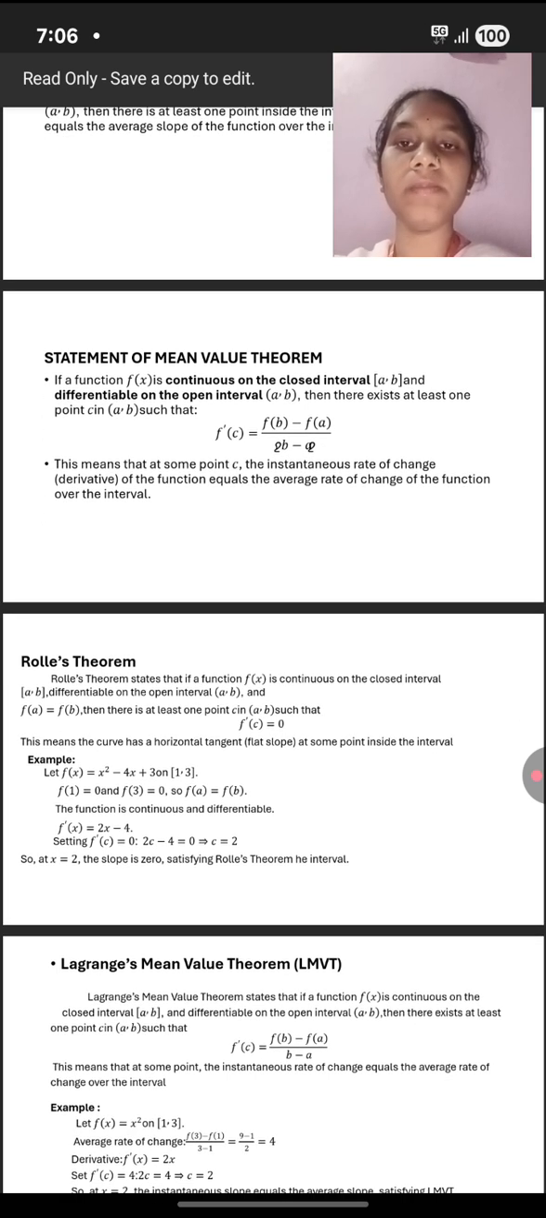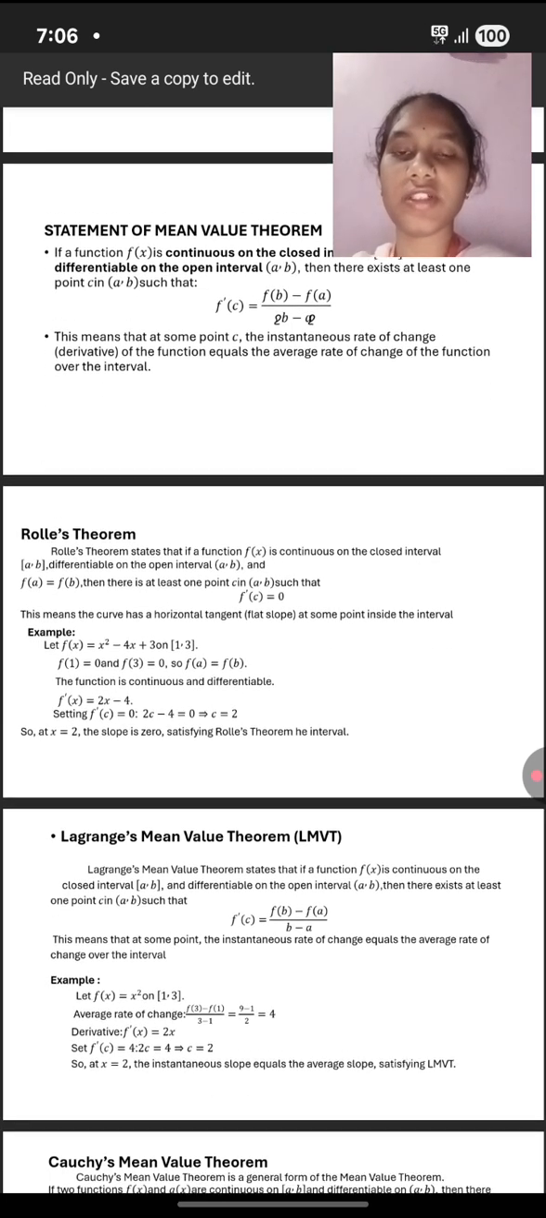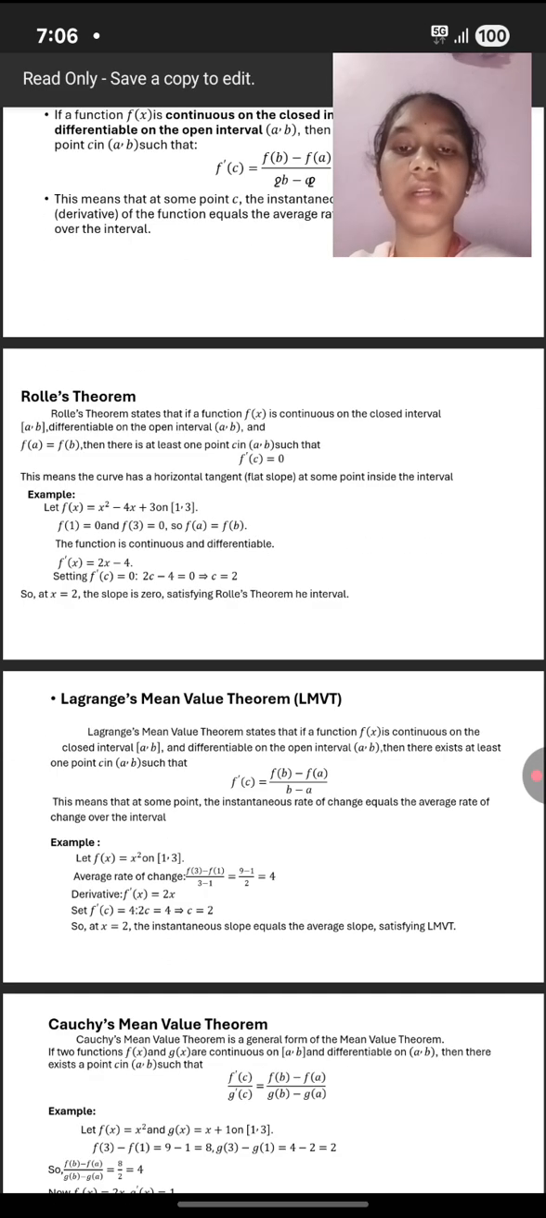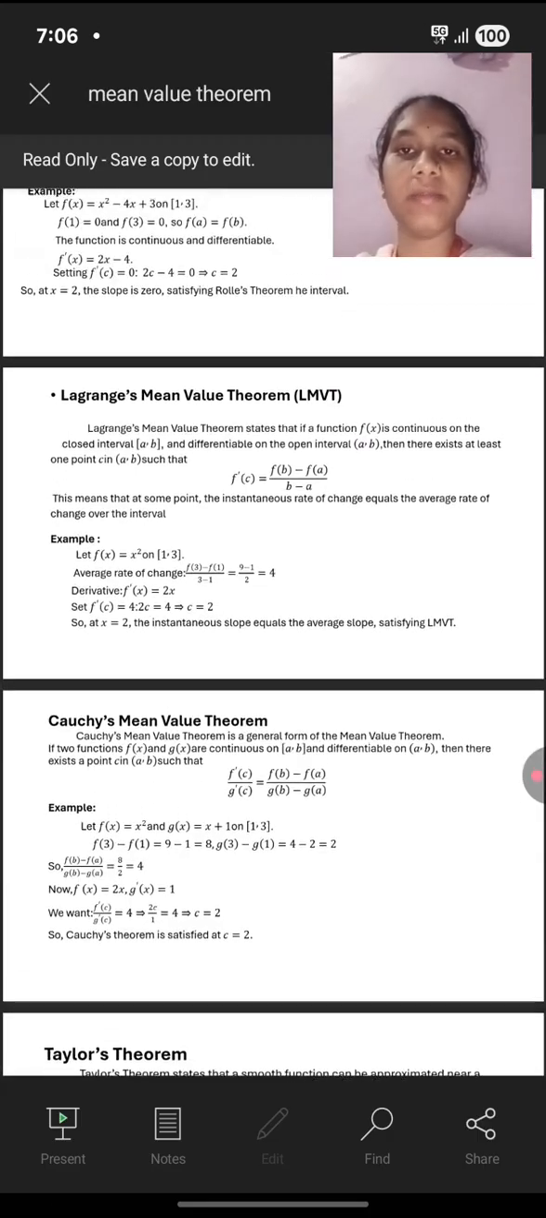Statement of mean value theorem. If a function f(x) is continuous on the closed interval [a, b] and differentiable on the open interval (a, b), then there exists at least one point c in (a, b) such that f'(c) = (f(b) - f(a))/(b - a). This means that at some point c the instantaneous rate of change, the derivative of the function, equals the average rate of change of the function over the interval. Mean value theorem has 5 types: Rolle's theorem, Lagrange's mean value theorem, Cauchy's theorem, Taylor's theorem, Maclaurin's theorem.